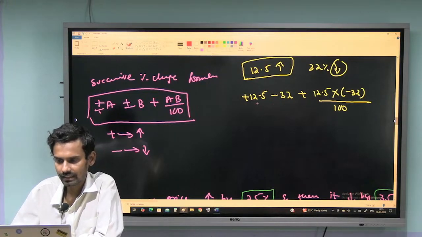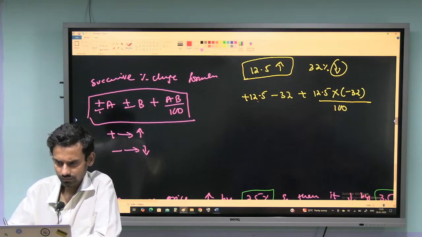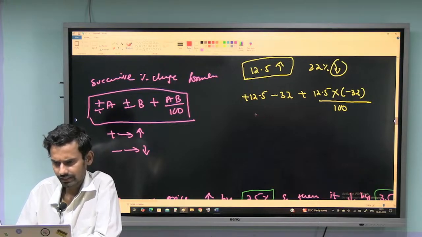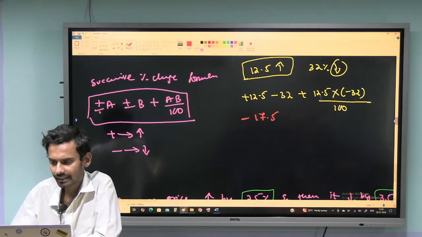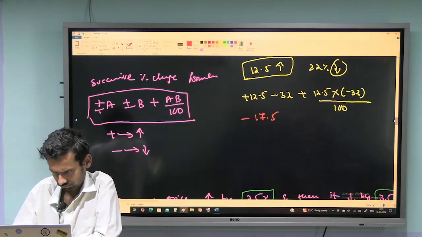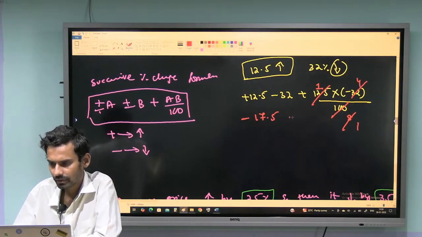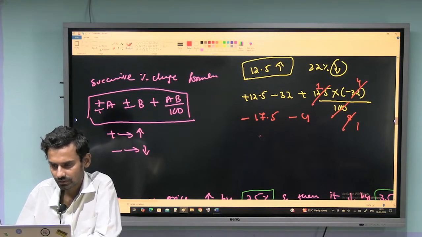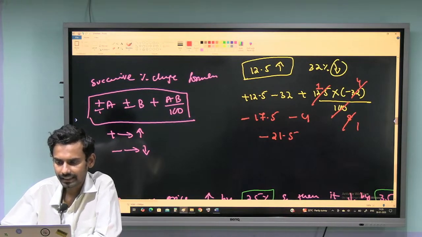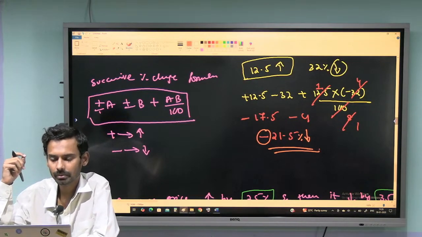So what will be the final answer here? 12.5 minus 32 will be minus 19.5, and 12.5 into 32 by 100, if I cancel this directly, will be minus 4. So your final answer will be minus 17.5 minus 4, which is minus 21.5. So as I am getting the answer as minus, it simply means decrease. So your final answer will be 21.5% decrease.